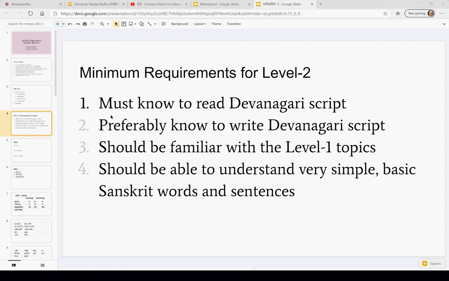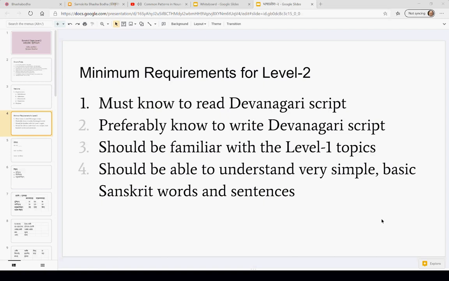Minimum requirements for level 2. That means level 1 we have completed. All of you have completed level 1, either a course or somewhere you are familiar with the basic concepts of Sanskrit or basic grammar of Sanskrit. So that is expected. And you must know how to read Devanagari script.